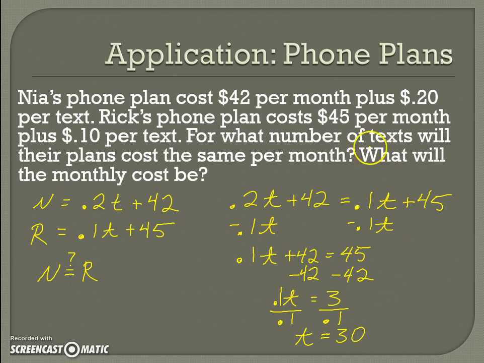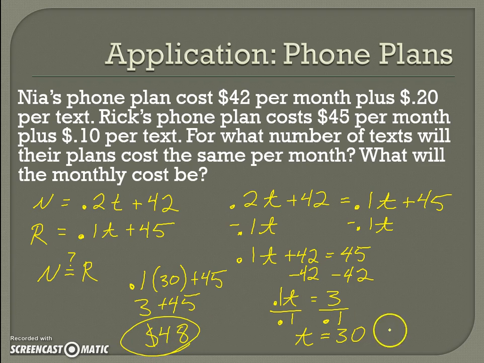And then it asks, what will the monthly cost be? Well, if there's 30 texts, I just substitute that into one of these. It doesn't matter which one. I'll do Rick's here. So Rick's cost is going to be 10 cents times 30 texts plus the $45. Well, that's $3 plus $45 for a total cost of $48.